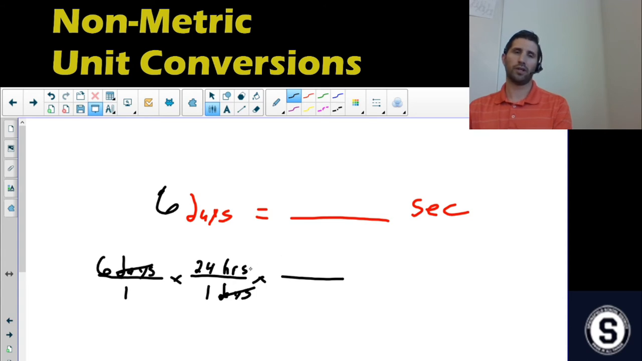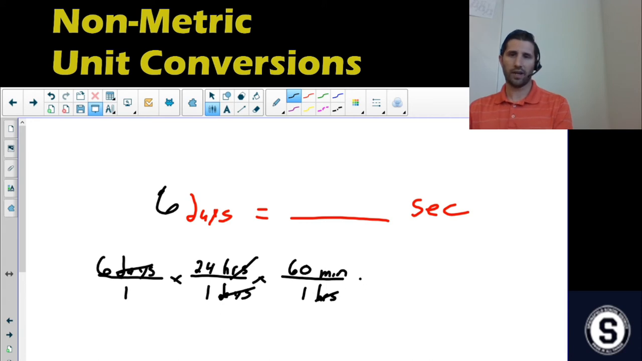All right, well, maybe you know how many seconds are in an hour, maybe not. But I do know how many minutes are in an hour. So what I can do is put minutes and hours. So I'm going to do hours here and minutes here. That way, the hours on top here cancel out with the hours on the bottom there, and I'll be left with minutes. I know there's 60 minutes in 1 hour. Top and bottom are equal. They're the same thing. Okay?